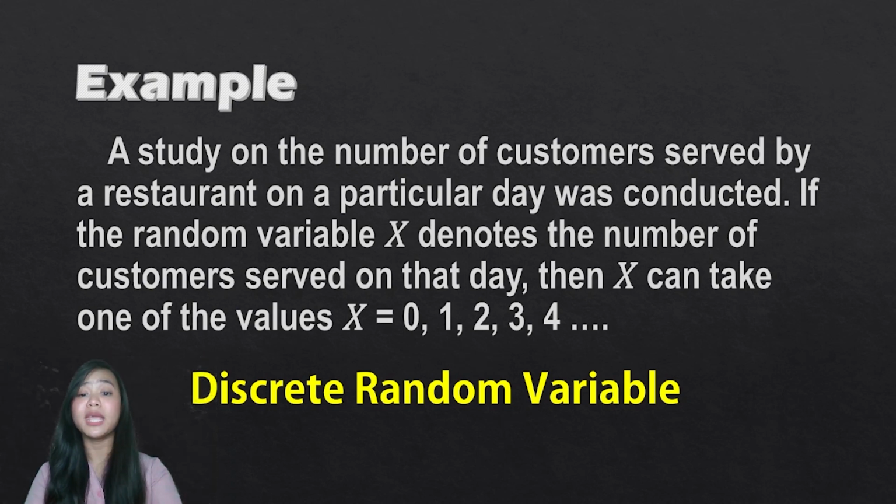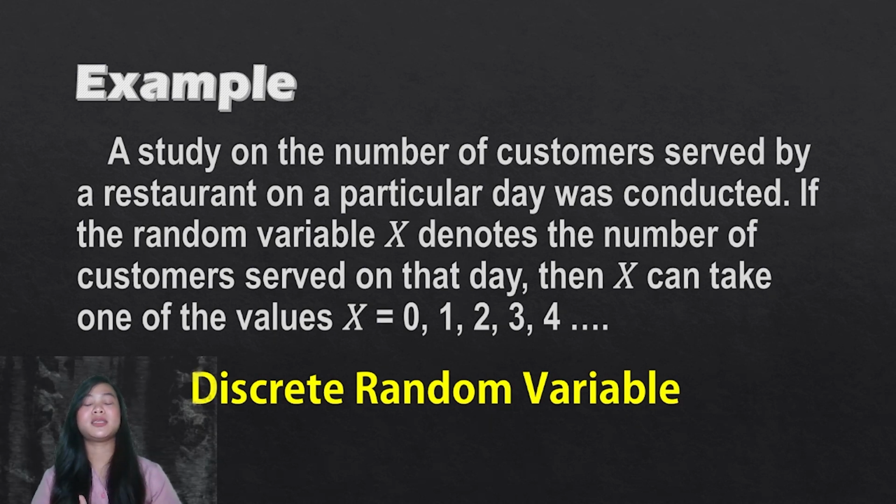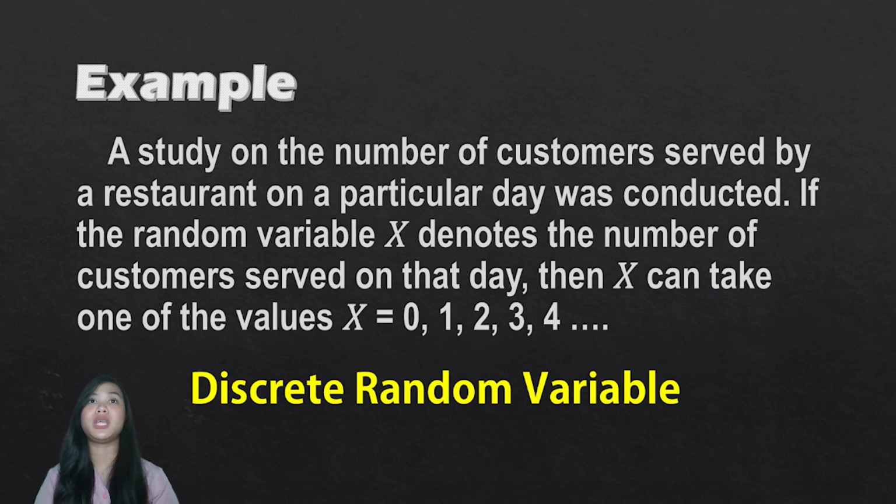So other examples of discrete random variable are the number of deaths we have, unfortunately, due to this COVID-19 pandemic. Also, another example is the number of students we have in our school, in Bagong Barrio Senior High School. Even though we are in these difficult times, there are a lot of students who enroll. So the number of students is an example of a discrete random variable.